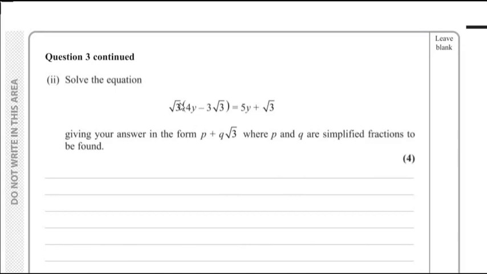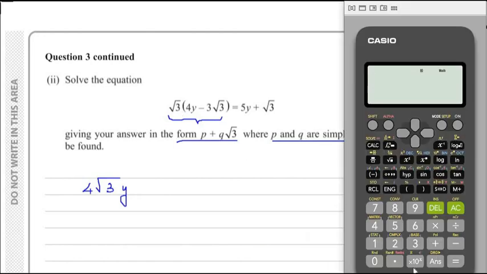Solve the equation √3(4y − 3√3) = 5y + √3, giving your answers in the form p + q√3, where p and q are simplified fractions to be found. So the first thing we can think about is expanding this bracket. So √3 times 4y, we get it as 4√3y, and then we are going to multiply √3 with −3√3.